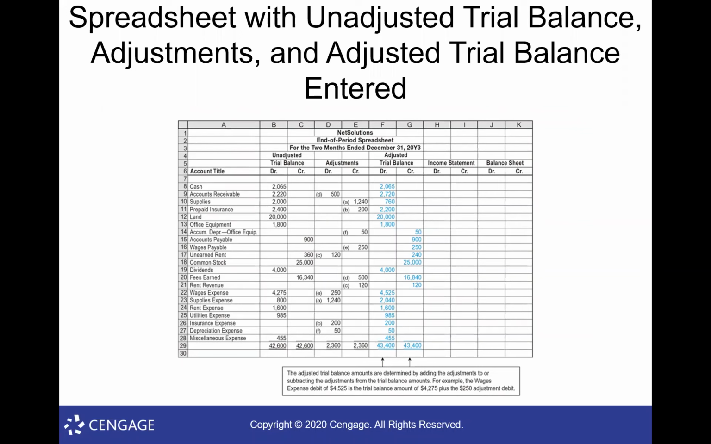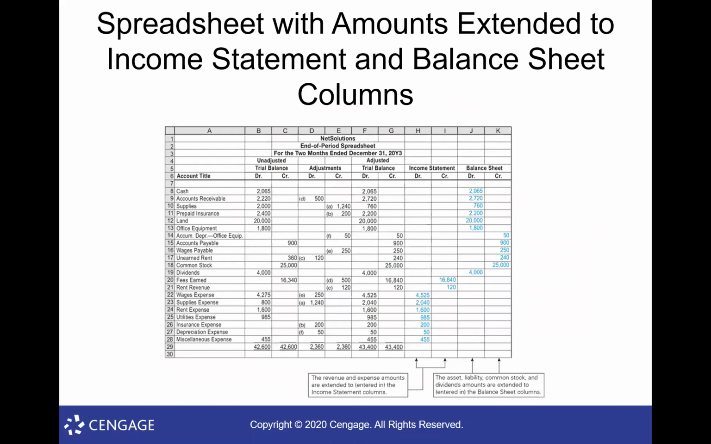So once we have an adjusted trial balance, we can figure out our income statement amounts. And that's going to be our revenues, our expenses, and then our balance sheets. Assets all have debit balances, liabilities have credit, dividends have a debit. Okay. And then there's these sort of empty boxes at the bottom.